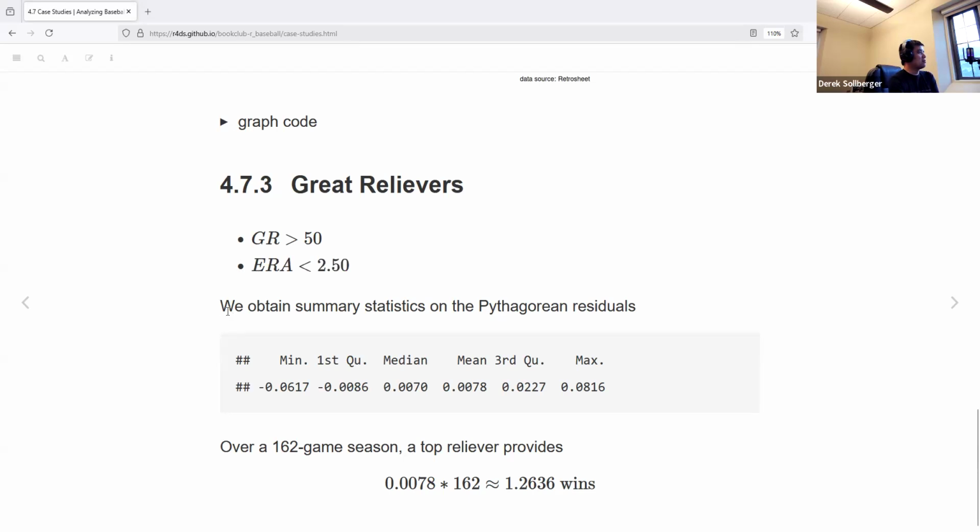When we do a few calculations and look at the Pythagorean residuals, we see mostly positive numbers. It might not mean much right there, but if you take that average and multiply it by a 162 game season, a team with great relievers is eking out about 1.3 more wins. That number might be subjective. Some teams are probably using that to justify paying their relievers less money, but some teams are out there paying their relief pitchers a lot of money. So that could yield further discussion.